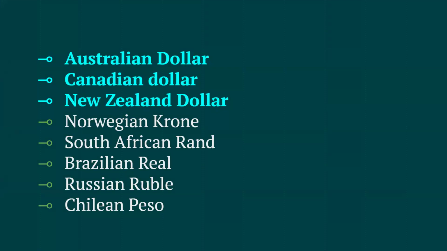Norwegian krone, of course, is very much oil-centered, energy-centered. South African rand is very much, as you know, more precious metals centered. Brazilian real, diversified commodities. Russian ruble, the same thing. And then we have the Chilean peso, which is, again, more of copper and the mining commodities.